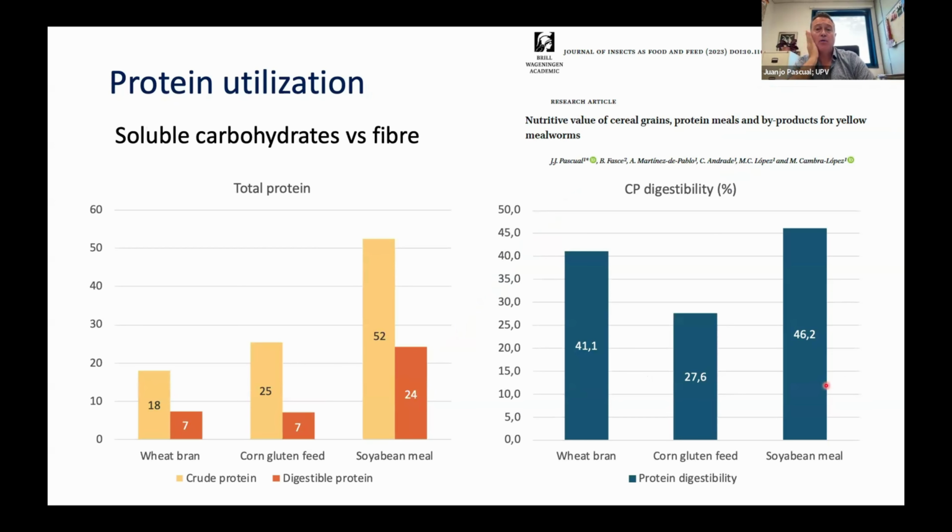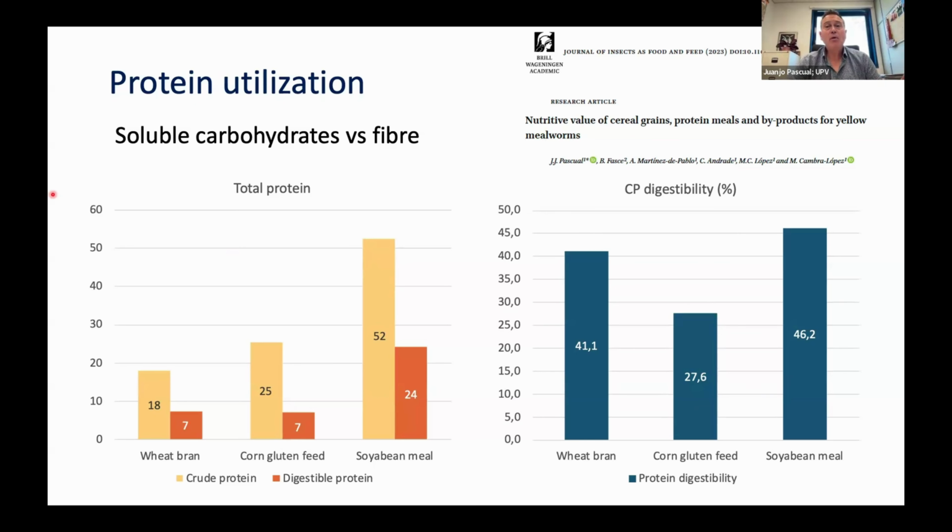The same thing happens with the protein. In the figure on the left, it shows the crude protein in yellow and the digestible protein content in orange of three common sources of protein: wheat bran, corn gluten feed, and soybean meal. As you can see, the digestible protein content, and therefore the availability of the protein supply, depends mainly on two factors. The first one is the crude protein content. Generally, the higher the protein content, the higher the digestible protein content.